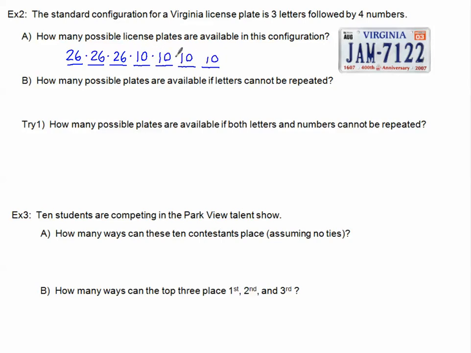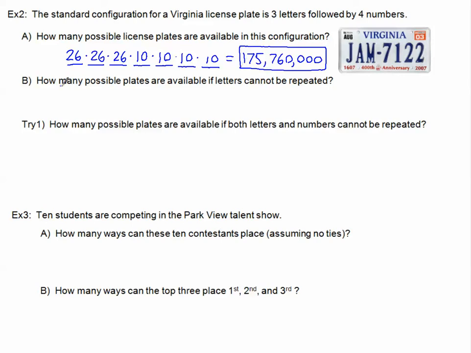Multiplying all of these numbers together will give us how many possible Virginia license plates we can have. And that is 175,760,000 license plates, just plugging that into the calculator. Okay. So now let's start to put some restrictions on this.